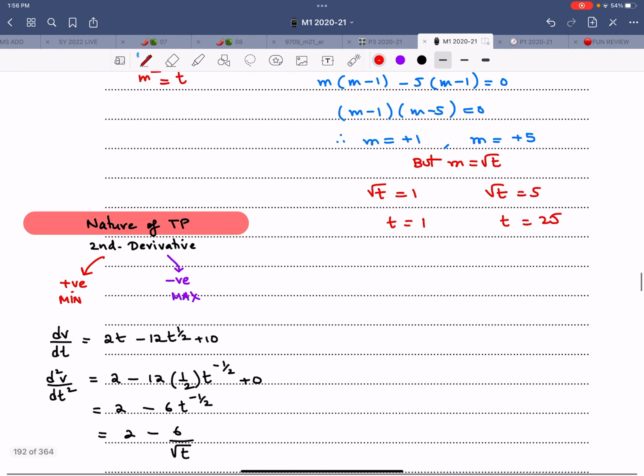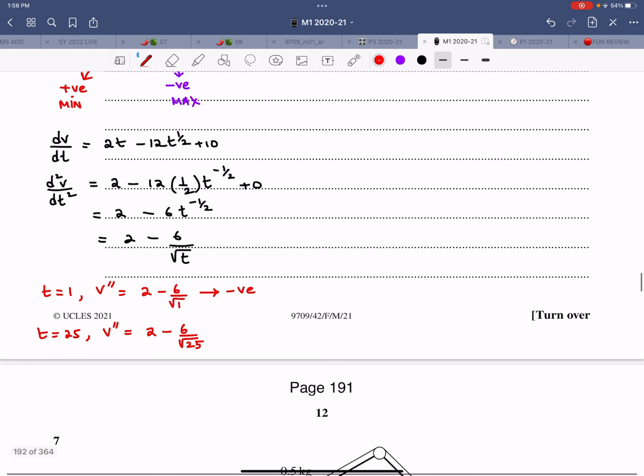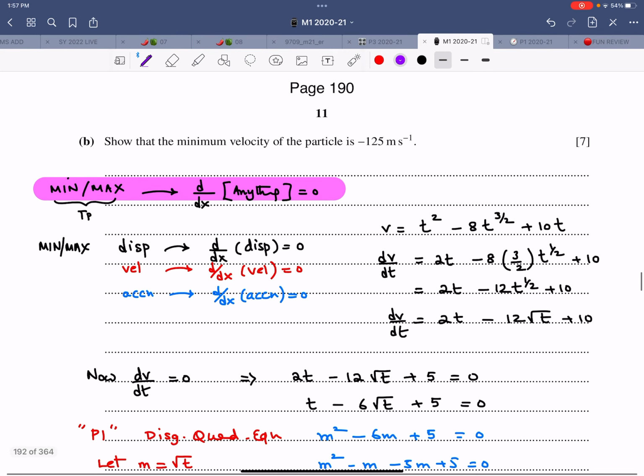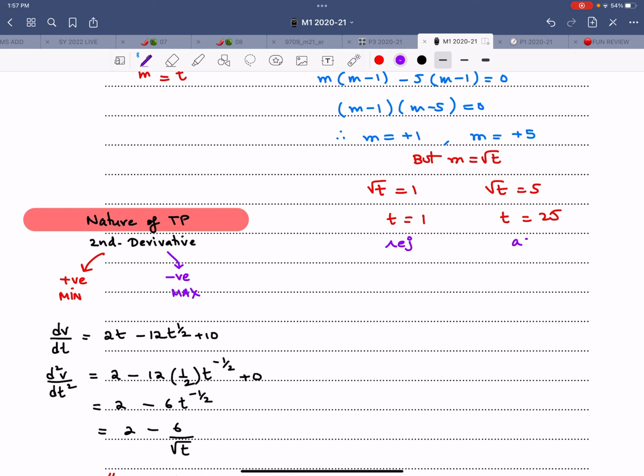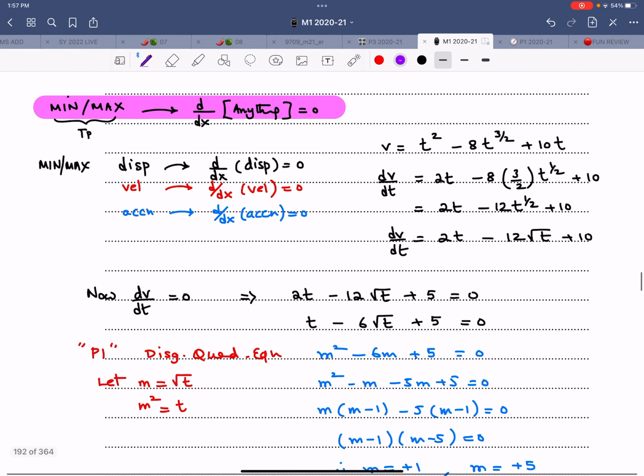So now t comes out to be 1, and t comes out to be 25. The first value is giving me a negative answer. The second value is giving me a positive answer. Therefore, this is a max, this is a min, and what are they asking about? They are asking about the minimum velocity. So reject this value, accept this value, and last but not the least, the very last part of this question is how much is that value? Show that the minimum velocity is this much.